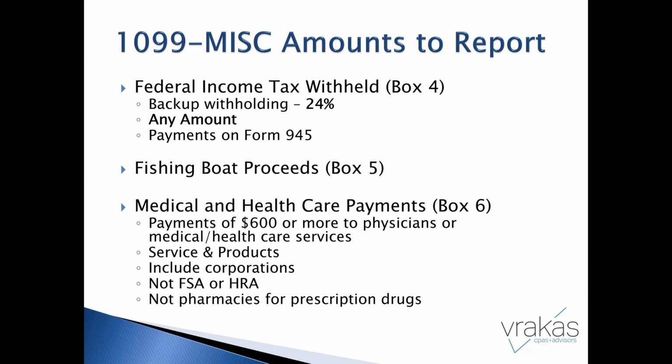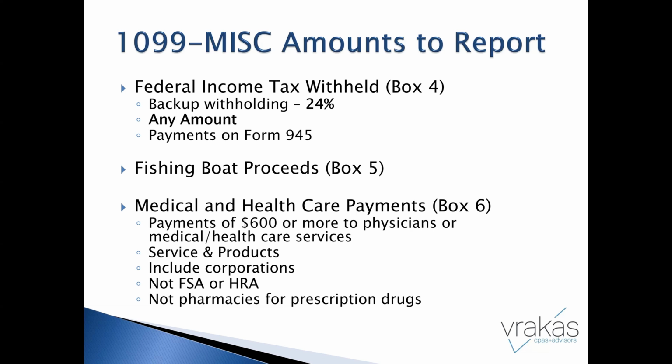You would then have to withhold from their future payments, and then you'd fill in this box 4 with those payments that you withheld. Now, mind you, say you have to withhold 24%, and the future payments is only $500 for that vendor, you still withhold the 24%, but you're required now to issue a 1099.